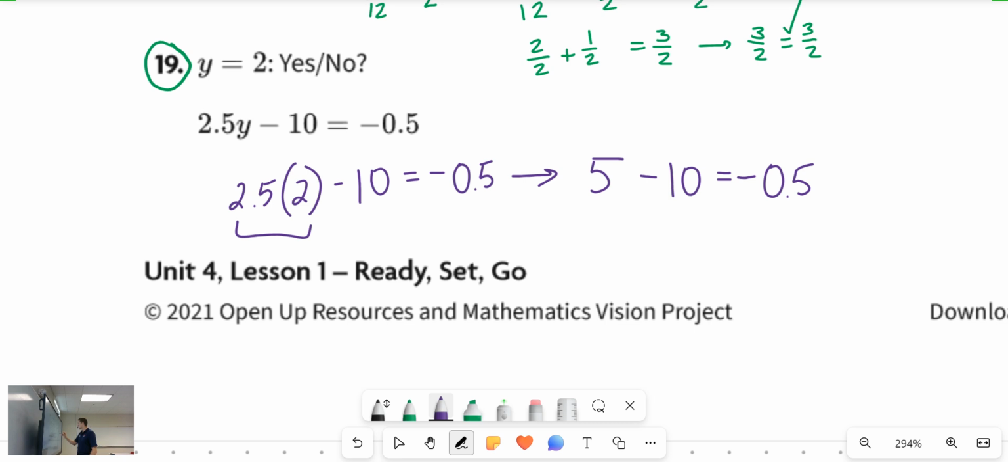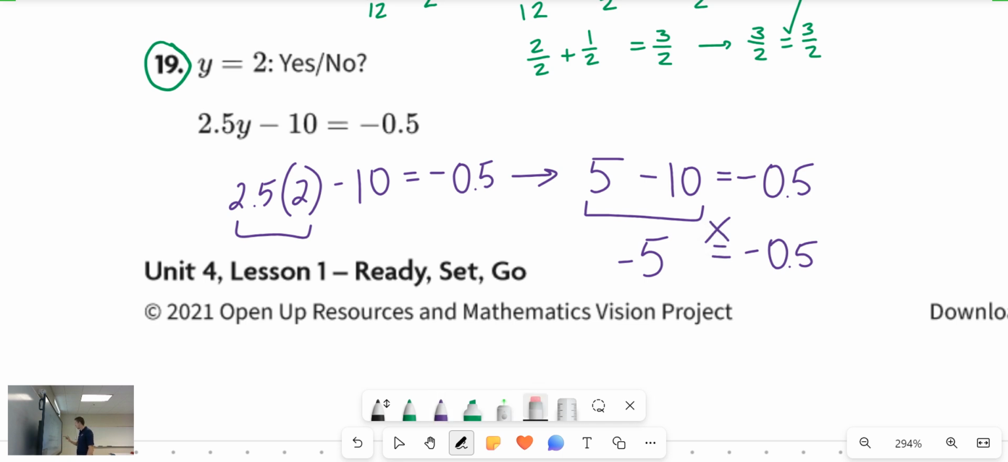Let's evaluate this left side here, right? 5 minus 10. What is 5 minus 10? Well, if we have 5 things and we take away 10, we should have negative 5 things left. So we have negative 5 equals negative 0.5. Now, if we weren't paying close attention, we might think, oh, negative 5 on this side, negative 5 on the other side, but this is negative 0.5, which is negative 1/2. So this is not correct, right?